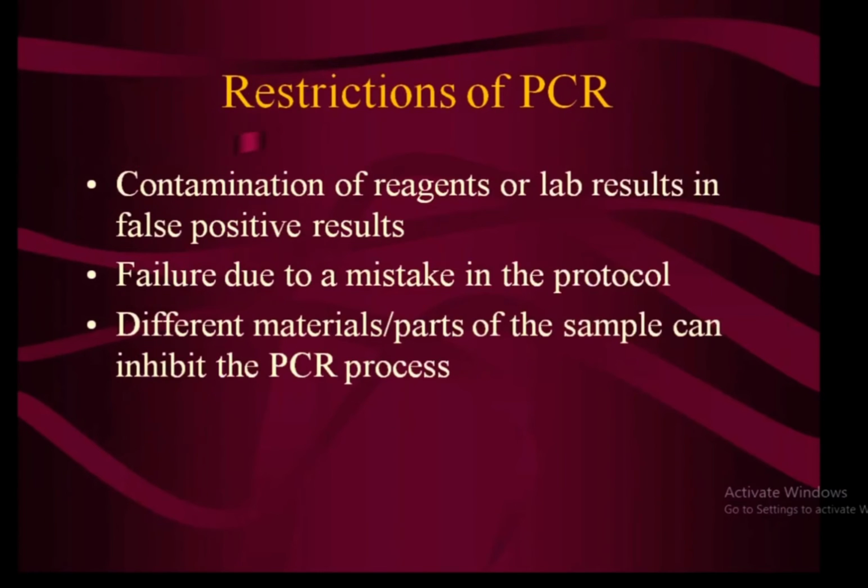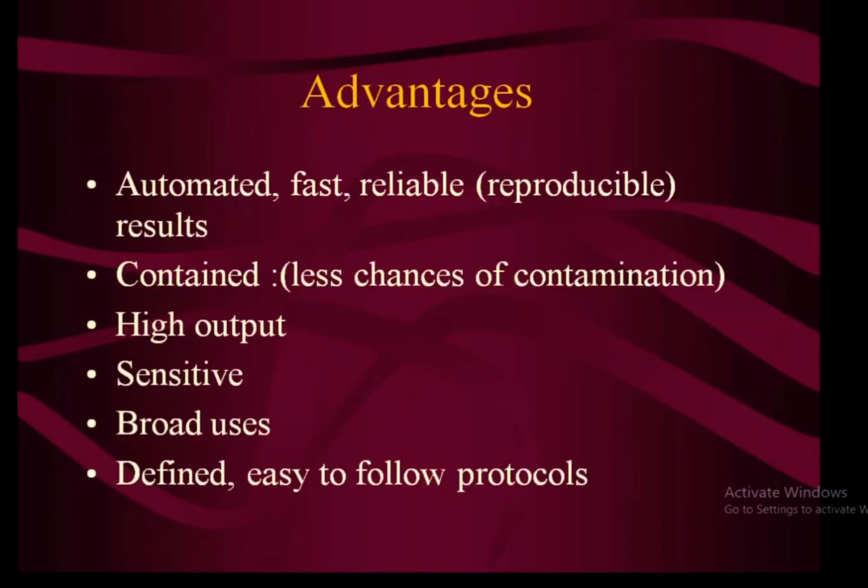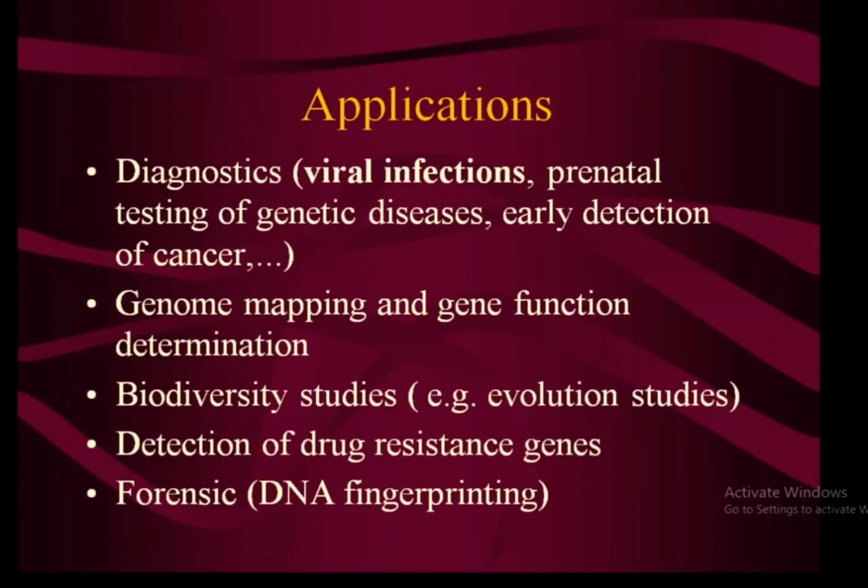Now the restrictions of the PCR: contamination of reagents or lab results in false positive results. Failure due to mistake in the protocol can result in false results, and different material parts of a sample can inhibit the PCR process. What happens in certain reactions? There are certain inhibitors which inhibit the PCR process. So even if the sample is positive, you'll get a false negative result, or the graphs will not be of sigmoid appearance, like I have already shown it to you. They will not be of sigmoid pattern.